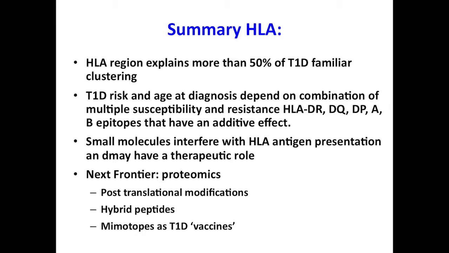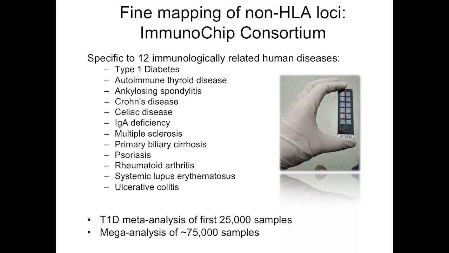What about non-HLA loci? So the most interesting development in the past couple of years was the immunochip consortium, 200,000 SNPs on one chip, SNPs for loci associated with not only type 1 diabetes, but this long list of autoimmune diseases. And for type 1, 25,000 patient samples have been already analyzed and a large number of controls.